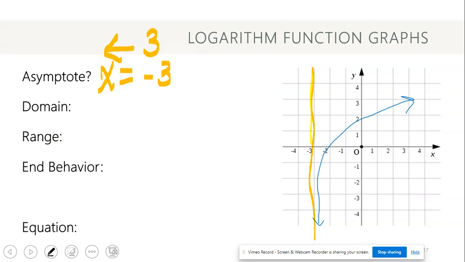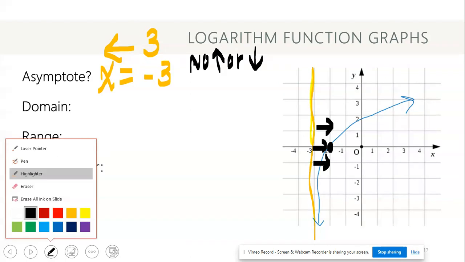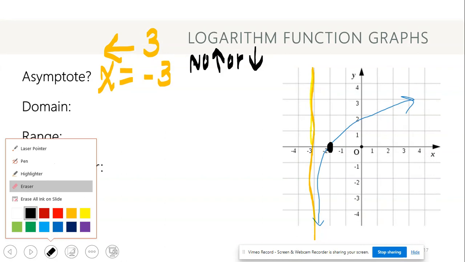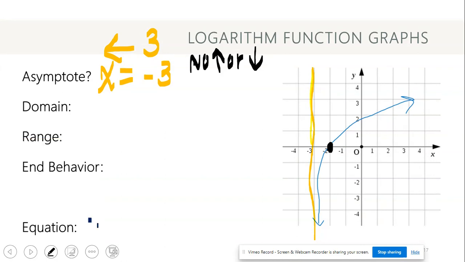Now again, since I can tell I only go over to the right 1 to be on my graph, I don't move up. I'm not moving up 1. I'm not moving down 1. I have no up or down movement right here. So I know that I don't have anything up or down because that point isn't anywhere else. No up or down.